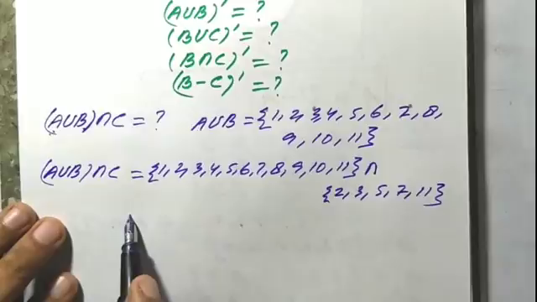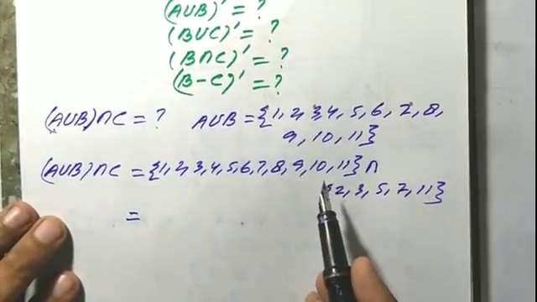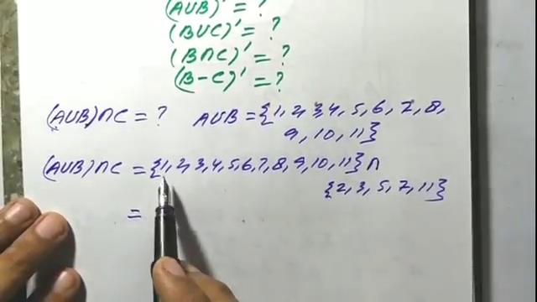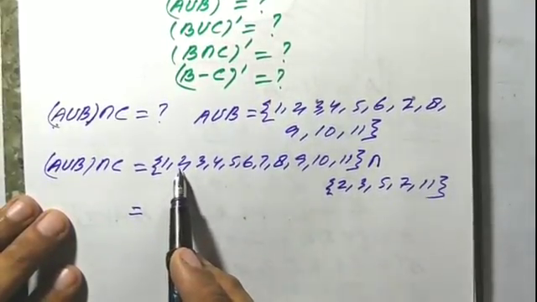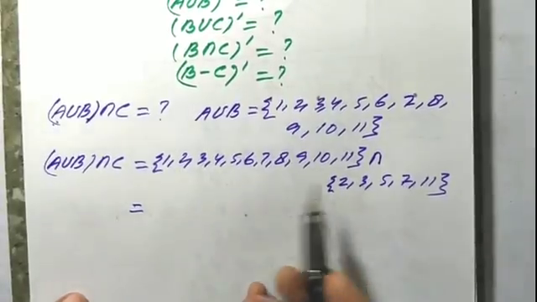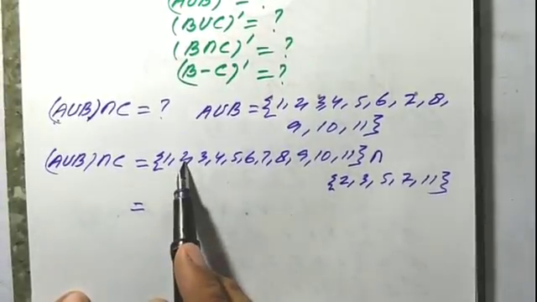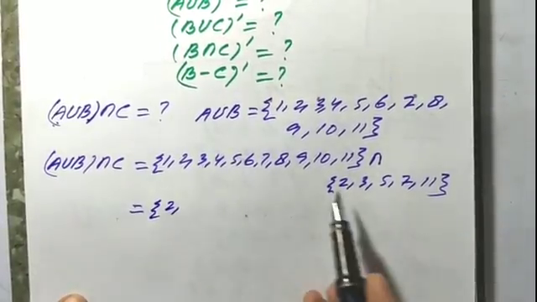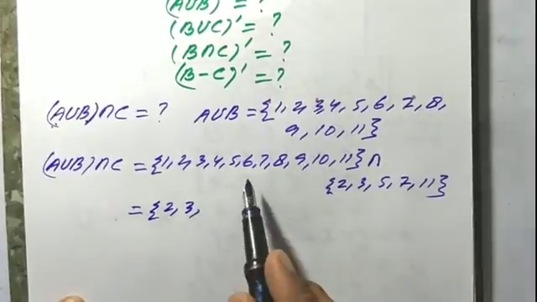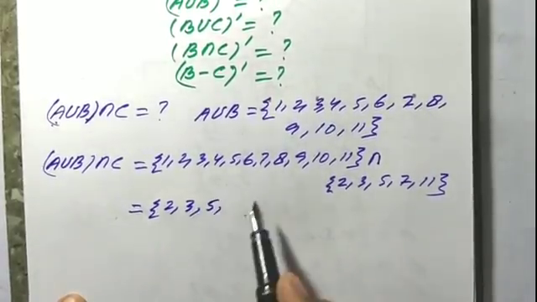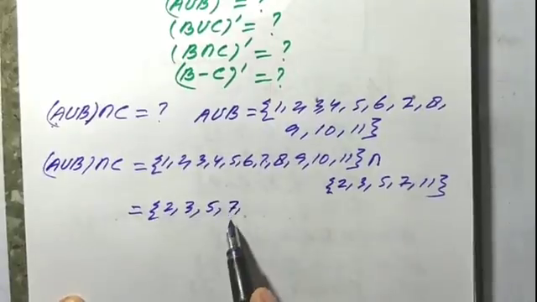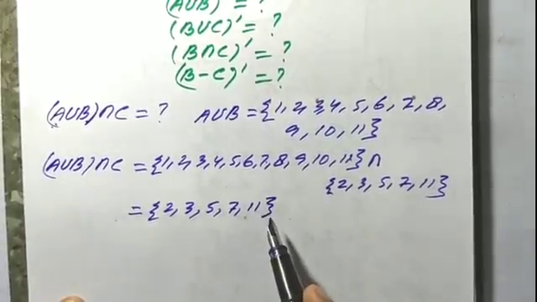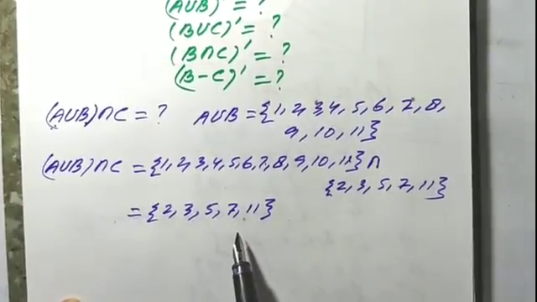As you see, the intersection of two sets is the set which contains all the common elements between the sets. So we have to observe which elements are common between these two sets. 2 is common, so we take 2, and 3 is common, we take 3, 5 is common, we take 5, 7 is common, we take 7, and 11 is common, we take 11. So this is 2, 3, 5, 7, 11.